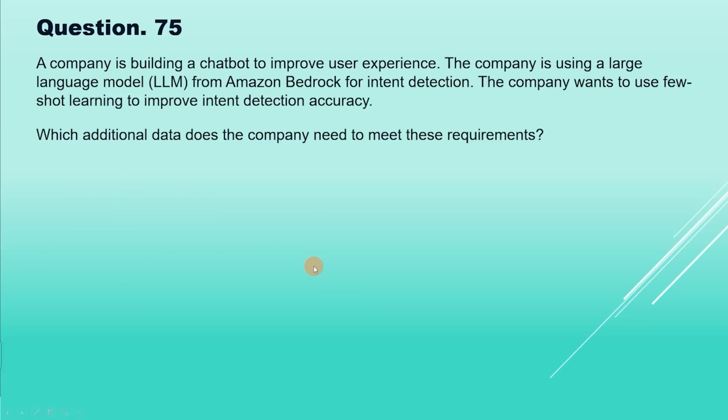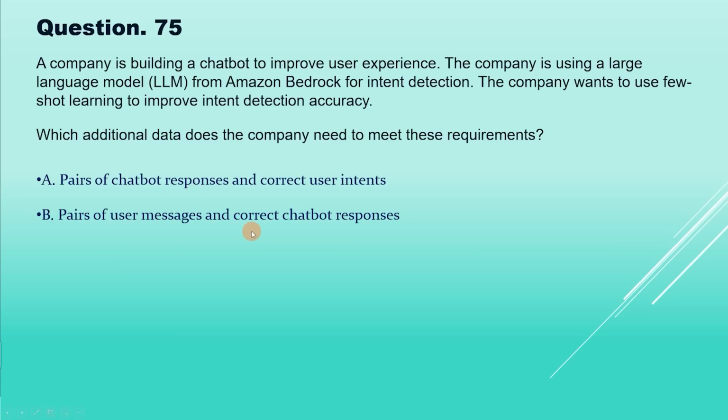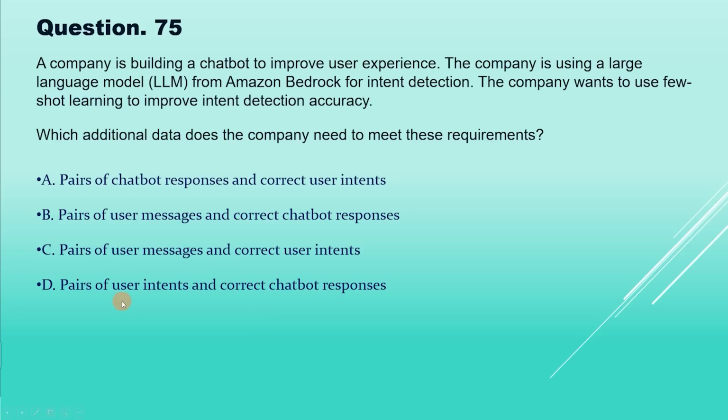Now question number 75. A company is building a chatbot to improve user experience. The company is using a large language model from Amazon Bedrock. The company wants to use few-shot learning to improve intent detection accuracy. Which additional data does the company need to meet these requirements? Here are the options: pairs of chatbot responses and correct user intents, pairs of user messages and correct chatbot responses, option C, pairs of user messages and correct user intents, option D, pairs of user intents and correct chatbot responses.